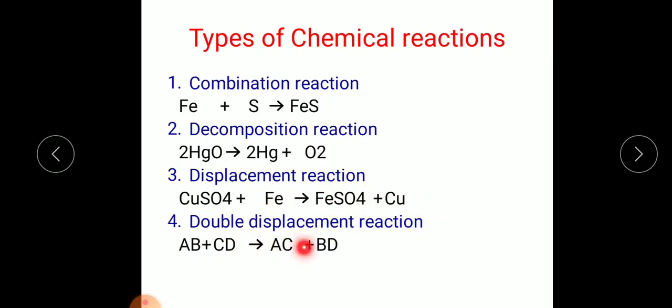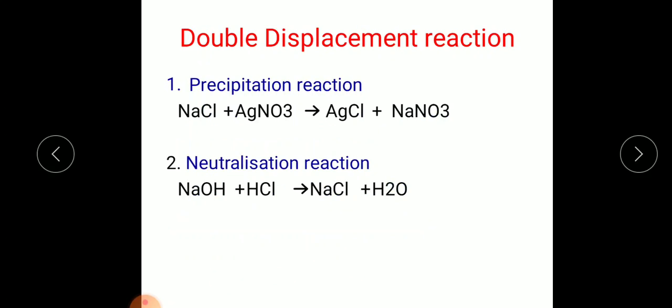Next, fourth type is double displacement reaction. In double displacement reaction, we have got two reactants, and when they react, they will exchange their ions. We can say for example, A can take C and B can take D, so it will form AC and BD. And this double decomposition reaction is of two types. Okay, one is precipitation reaction and another is neutralization reaction.